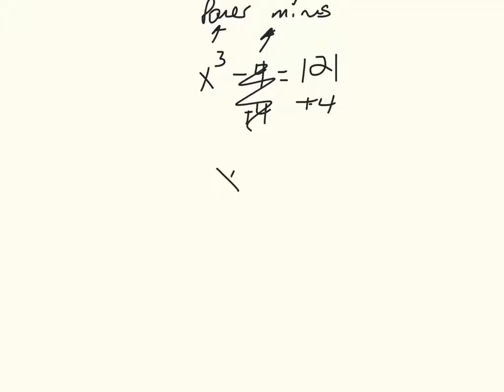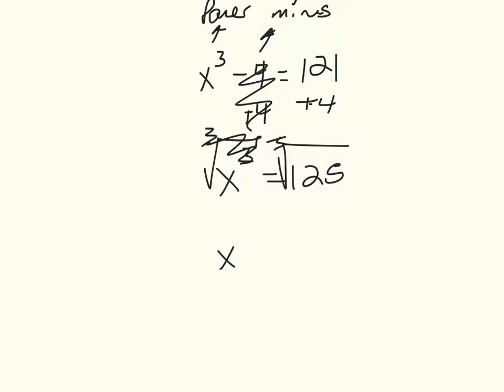That goes away. X to the power of 3 equals 125. What's the opposite of the power of 3? Well, that would be the third root. Take the third root on both sides. That goes away. X equals the third root of 125.